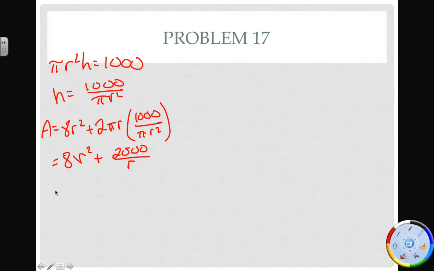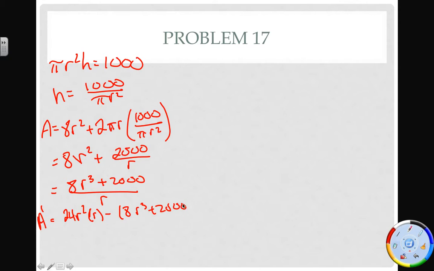I can combine these things by creating common denominators. I get 8r cubed plus 2,000 over r. I can take the derivative of this now if I so choose. Well, it's what I want, actually, not that I so choose it. But a prime is going to be the derivative of the top, so 24r squared times r, minus the derivative of the bottom, which is 1, times the 8r cubed plus 2,000. This is obviously not the only way to find the derivative here, but it's just the way I chose to do it today.